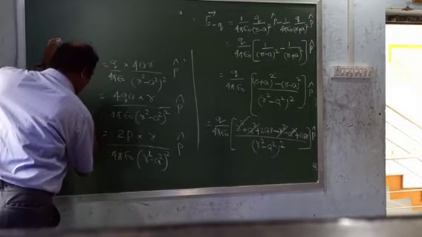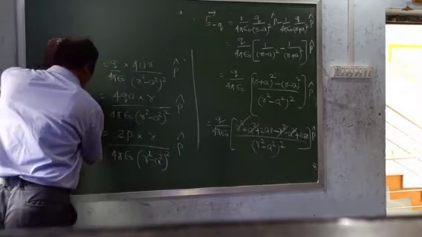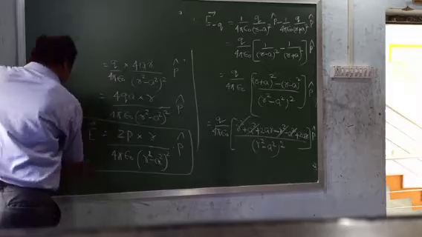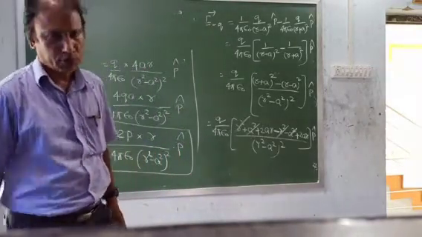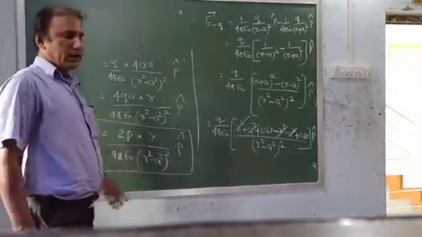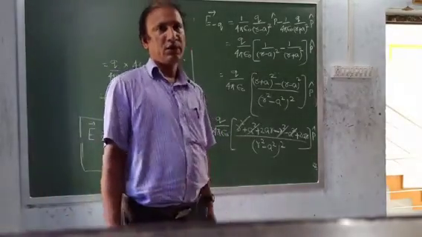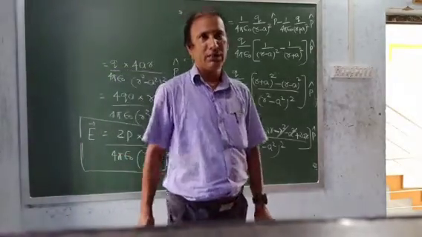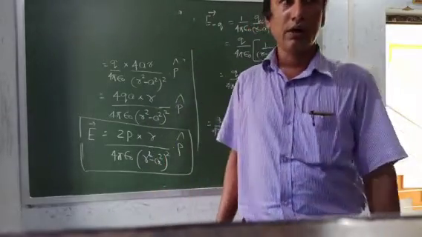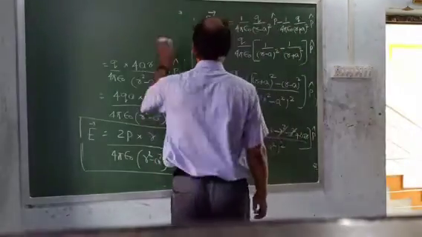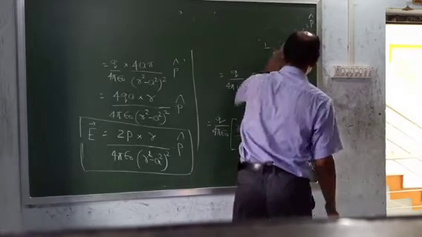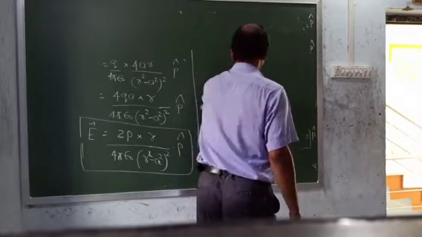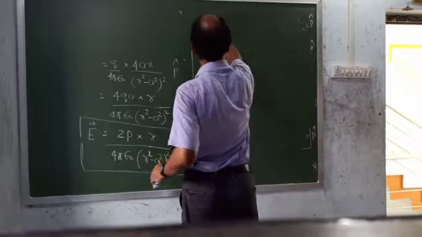So this is the electric field. This is the expression for the electric field at any point on the axial line of an electric dipole. So this is the general expression. Now we specialize it, meaning we consider a special case. So this is a special case.